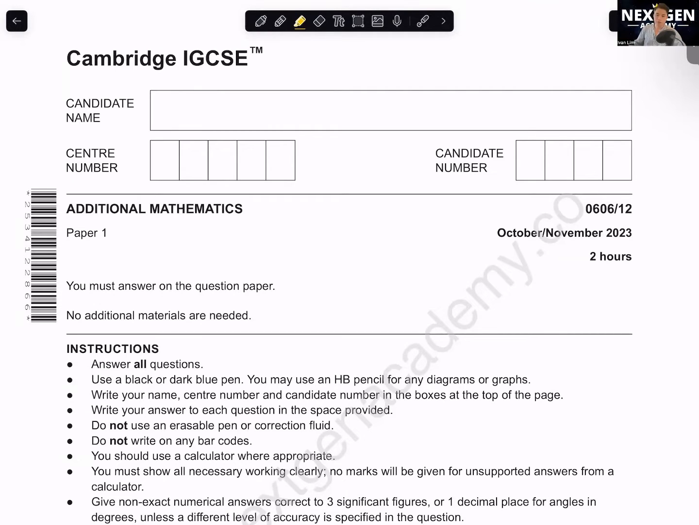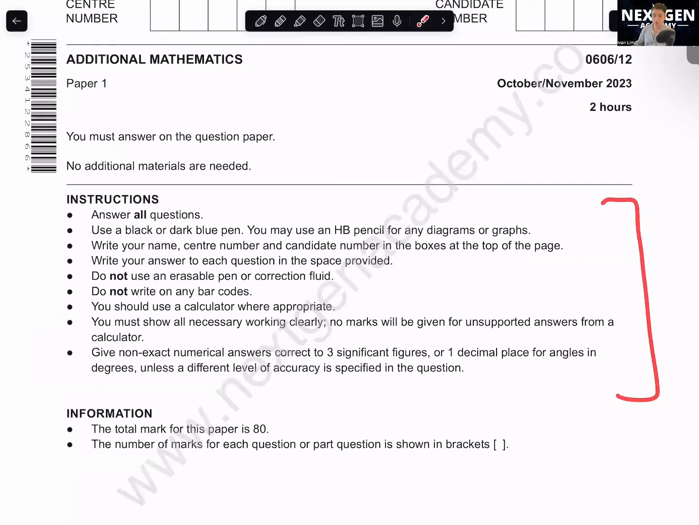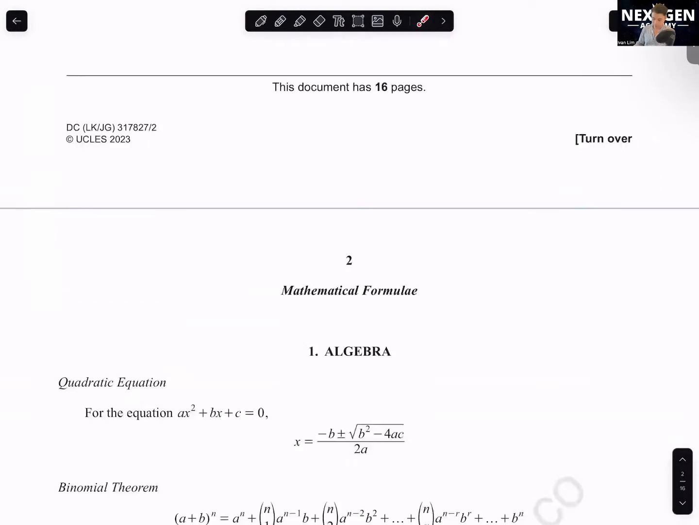Alright, welcome back, my NextGen family. Today, we will be going through this paper, October-November 2023, paper 1-2. I won't go through all of this. Just so you all know, it's an 80-mark paper.